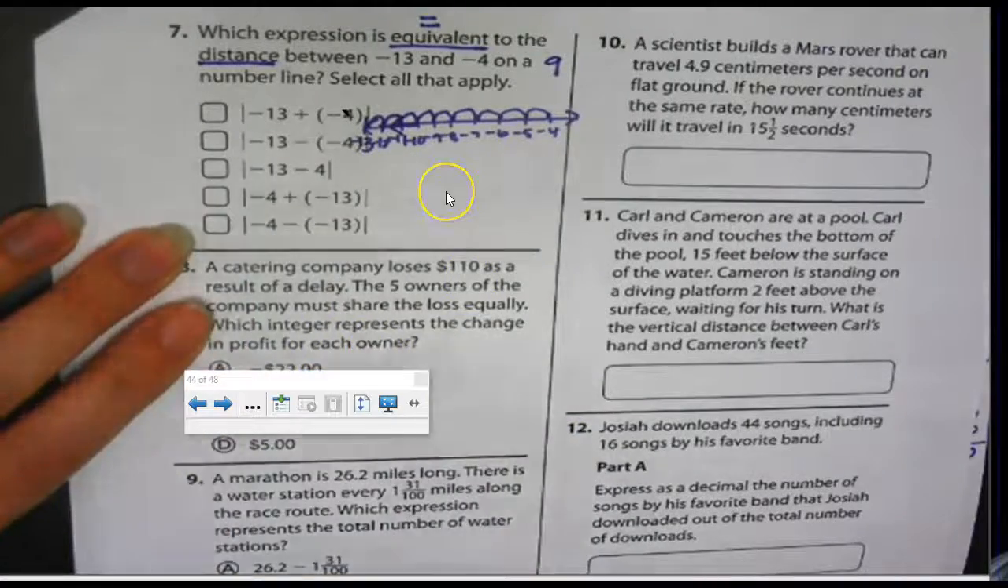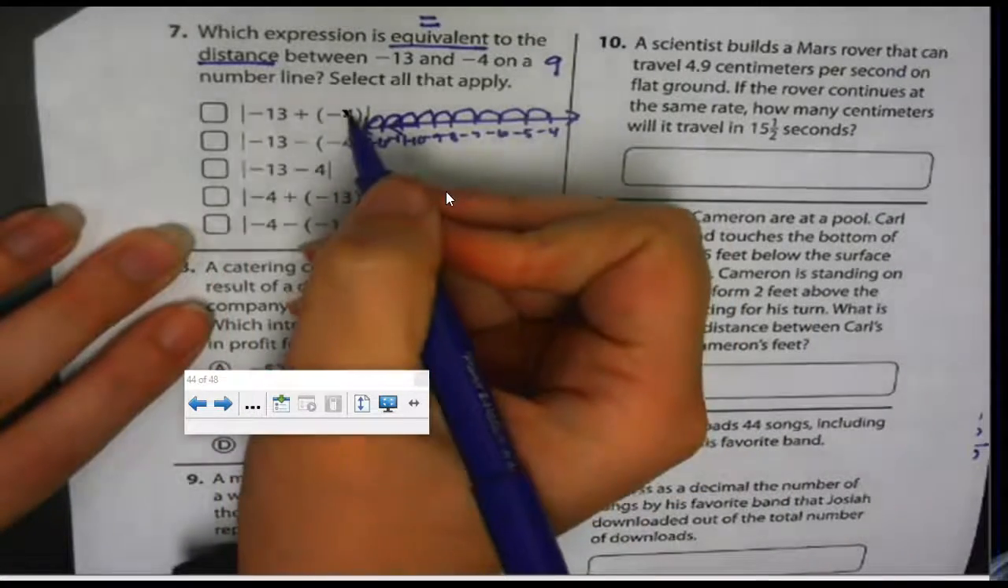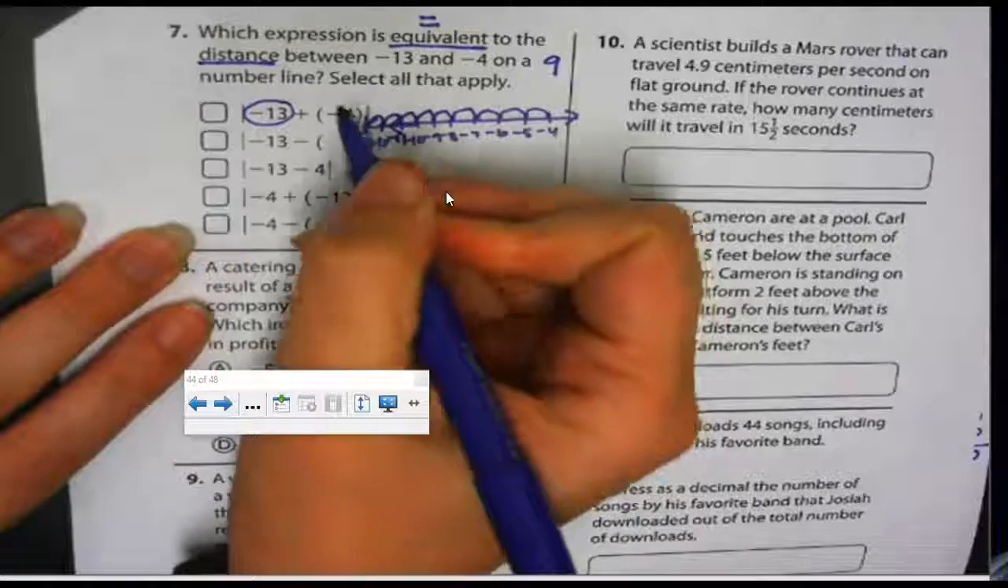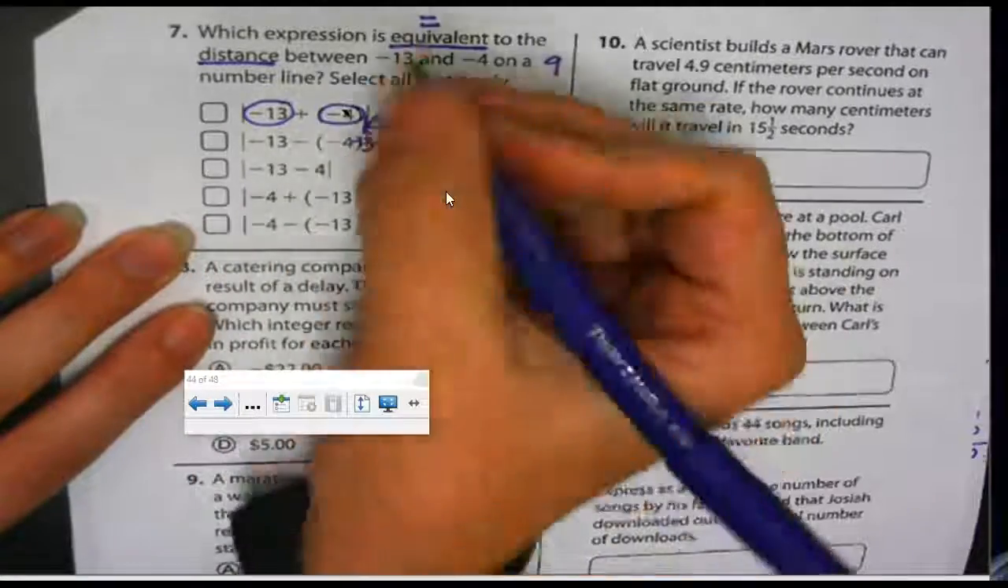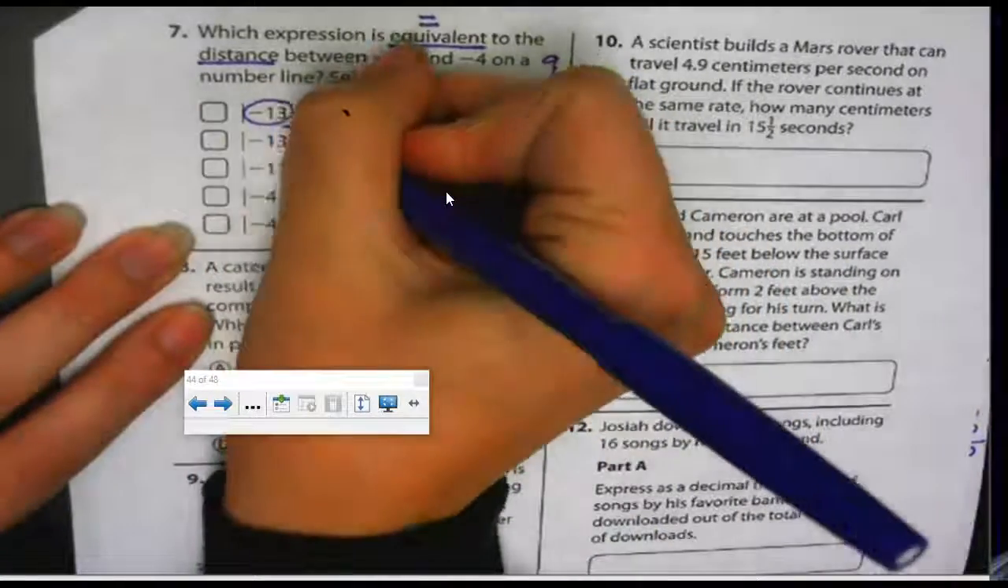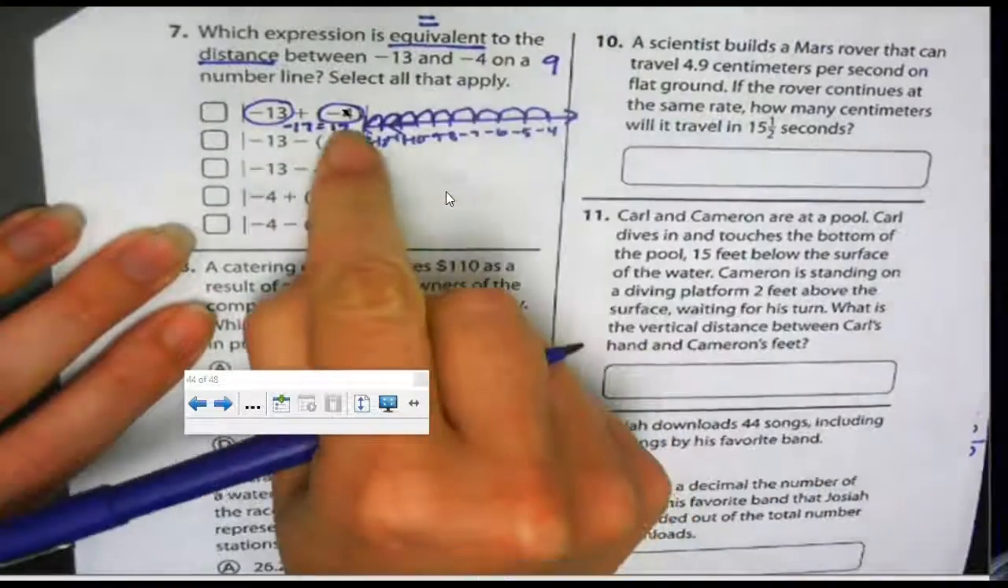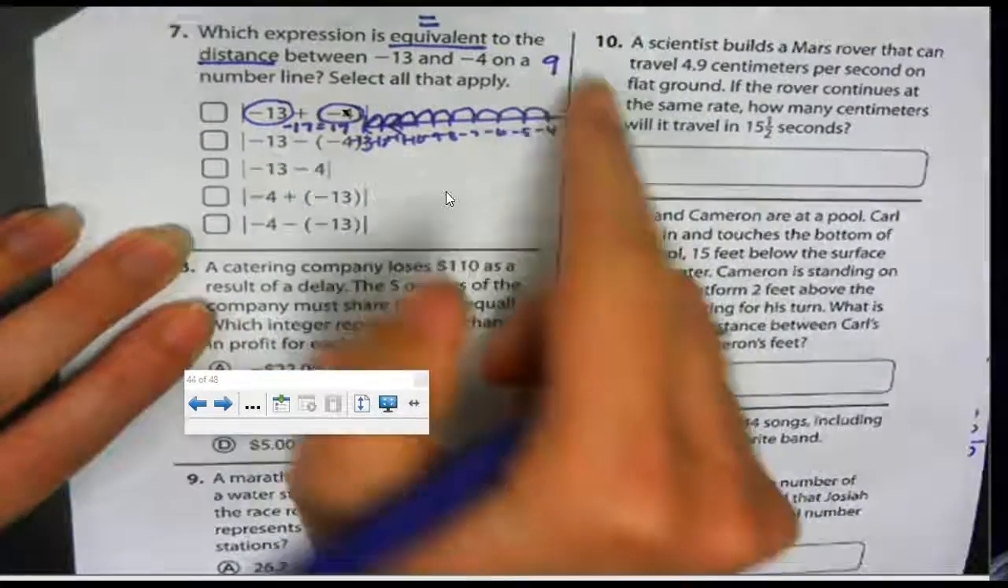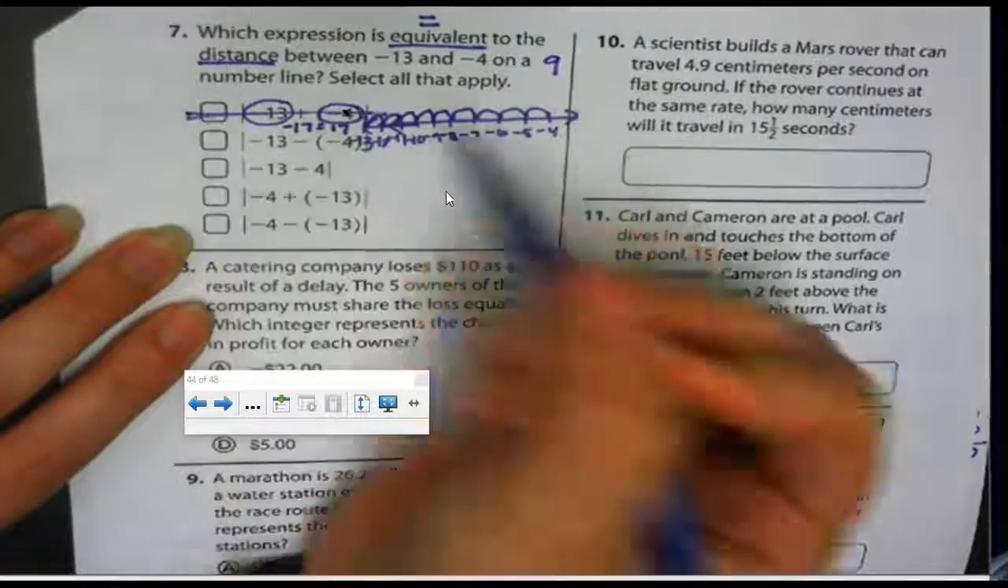So to do that, I have negative 13 and negative 14. Well, that's a negative and a negative. So I would add them together. I would get negative 17, but it's absolute values. That's a positive 17. Well, 17 is not equal to 9. So I can cross this option out.